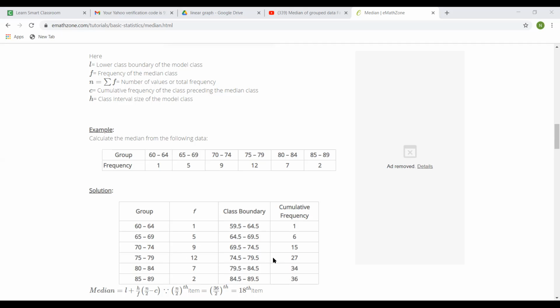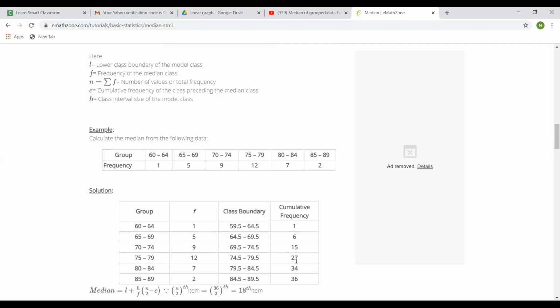So we can check: from 60 to 64, only one value. From 60 to 69, 6 values. From 60 to 74, 15 values. And from 60 to 79, there are 27 values out of 36. It means the 18th value must be contained in this class, 75 to 79. This class actually contains the 18th value, or the middle value of the data. So the median group of the data, we can check by observing the cumulative frequency table.